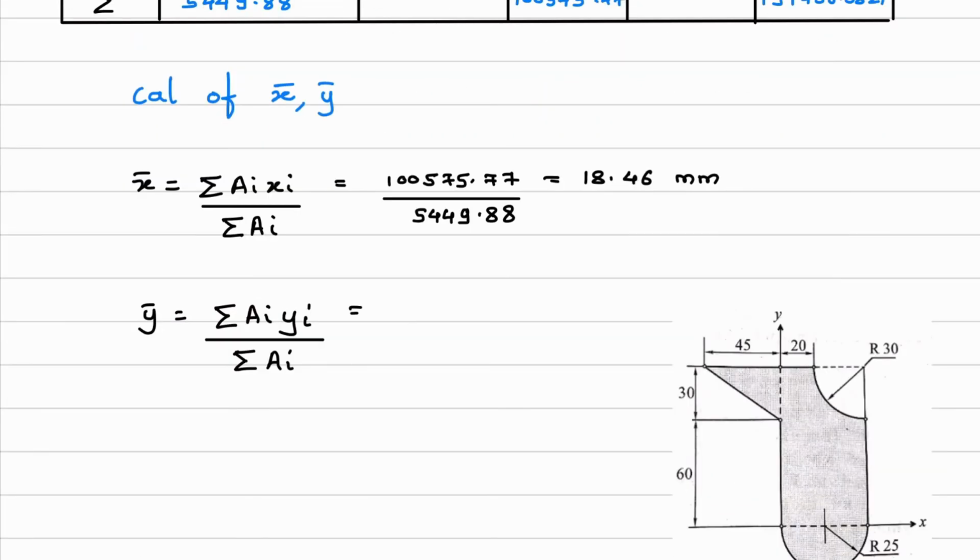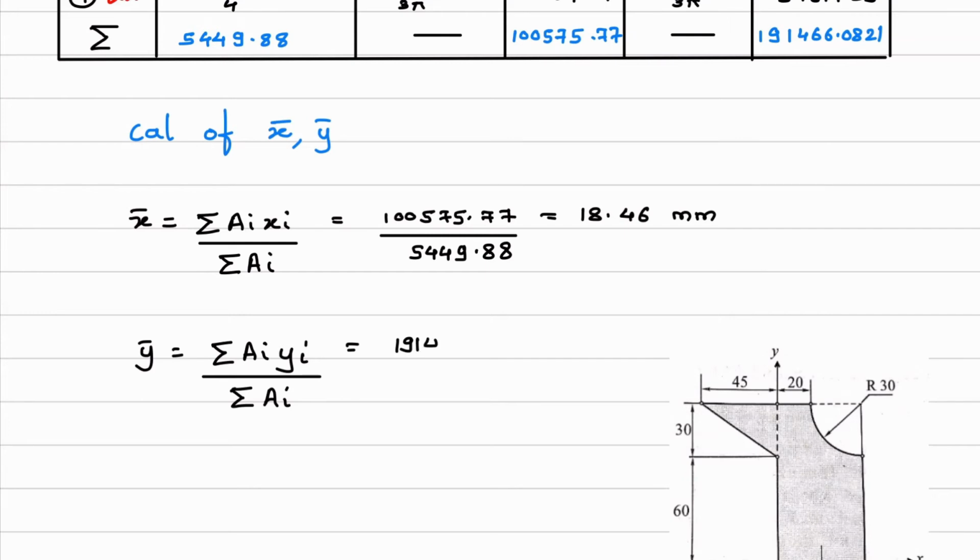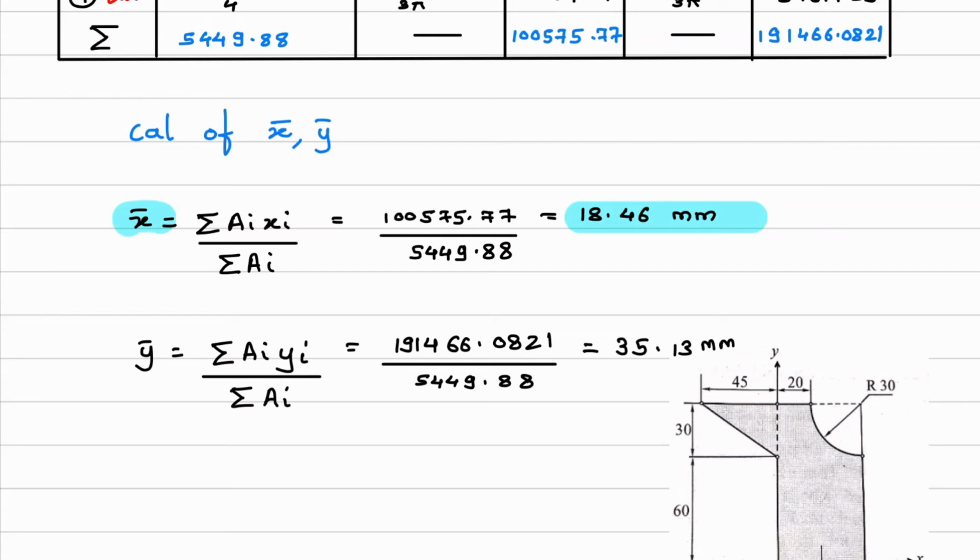Summation ai into yi, 191,466.0821 divided by 5449.88. Y bar is equal to 35.13 mm. A final answer, x bar is 18.46 mm and y bar is 35.13 mm.